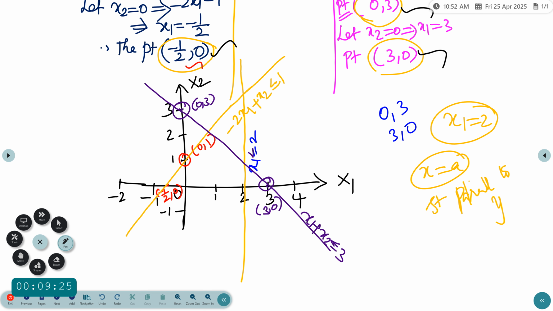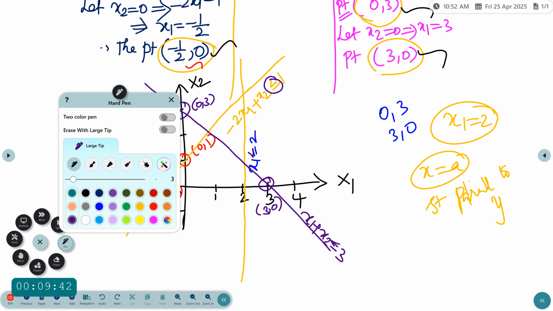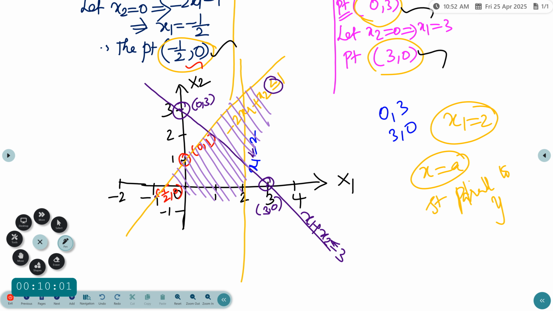Now try to find the feasible region for this graph. Consider the first constraint. Less than or equal to means the area towards the origin, the area facing the origin. So draw the shading towards the origin like this. This is our first line. Less than or equal to constraint means the area facing the origin.